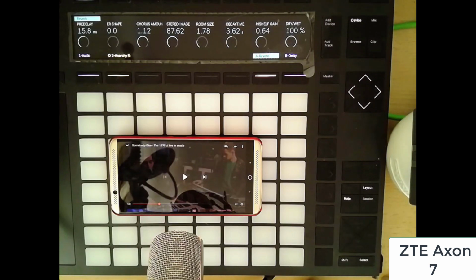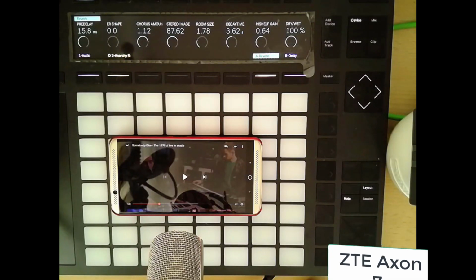And I think that the Axon does a really good job of that. So out of the three at the moment, the Axon's winning this contest for me. But we've got a few more to go yet, so let's see where we get to next. So that was the Axon 7.